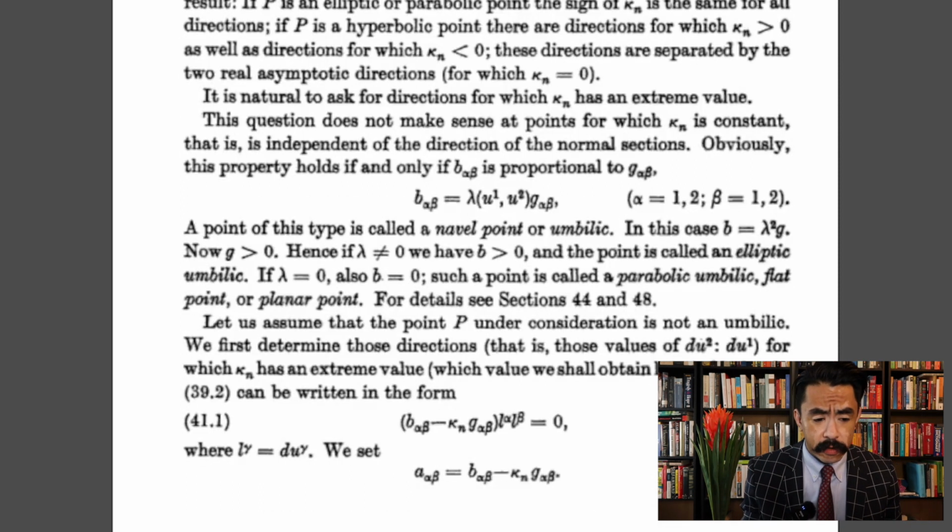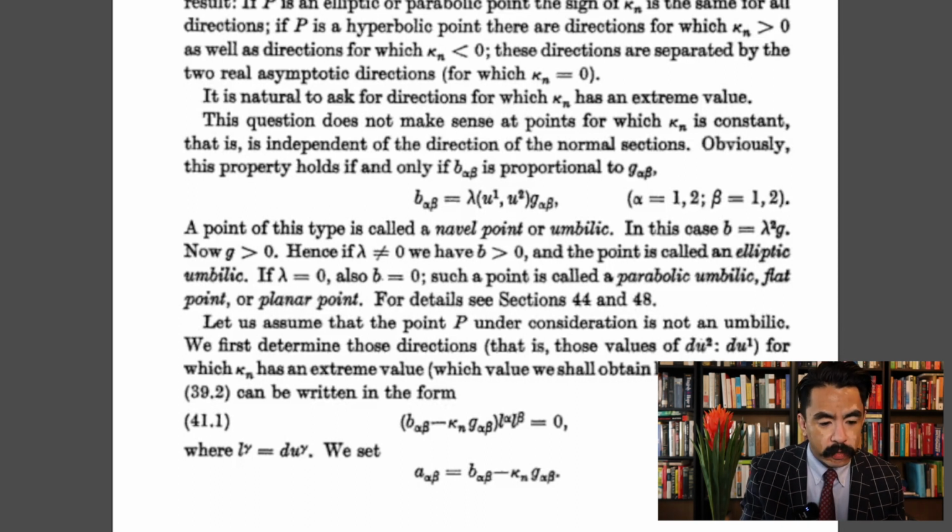It is natural to ask for directions for which kappa_n has an extreme value. This question does not make sense at points for which kappa_n is constant, that is, independent of the direction of the normal sections. Obviously, this property holds if and only if b_αβ is proportional to g_αβ, namely b_αβ is equal to lambda(u1, u2) times g_αβ, where α can be 1 or 2 and β can be 1 or 2. A point of this type is called a navel point or umbilic.